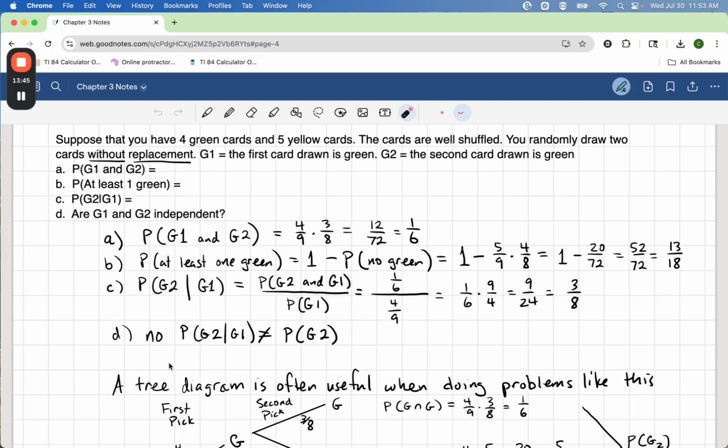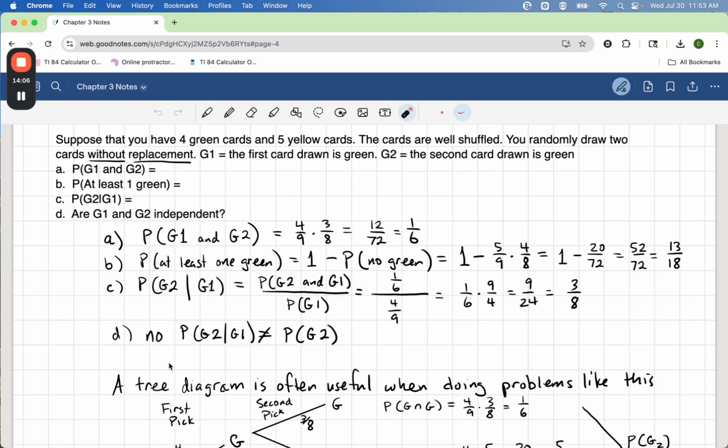Probability of at least 1 green, I'm going to use that complement thing. So it's going to be either 1 green or 2 greens. It's going to be easier to calculate no greens and subtract from 1. So that's what I do there. 1 minus 5/9 times 4/8, and I end up getting 13/18.